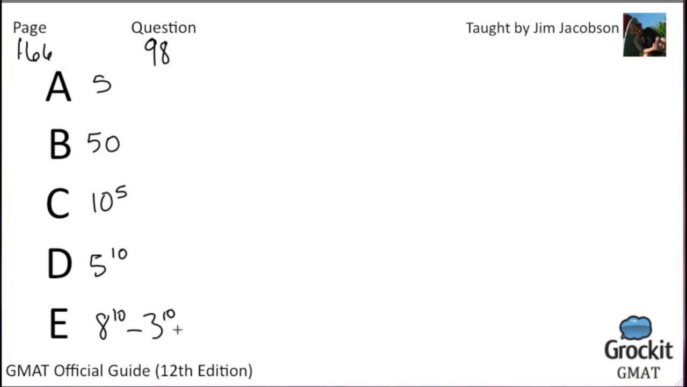Okay, so on a scale that measures the intensity of a certain phenomenon, a reading of n plus 1 corresponds to an intensity that is 10 times the intensity corresponding to a reading of n. On that scale, the intensity corresponding to a reading of 8 is how many times as great as the intensity corresponding to a reading of 3?